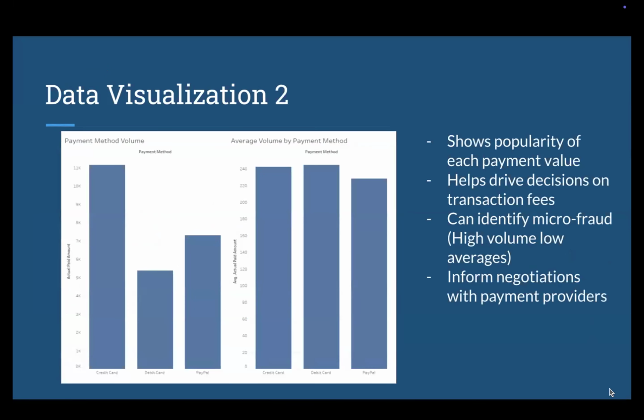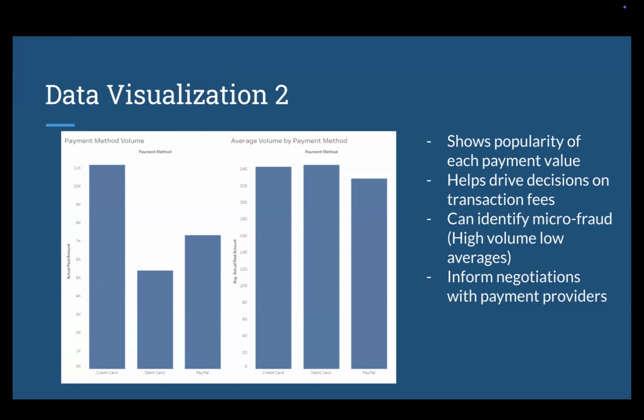Our second visualization looks at how people were paying for products. On the figure, the x-axis showcases the 3 allowed payment methods for our business: credit card, debit card, and PayPal, while the left side of the figure shows the total volume of purchases by each method, and the right shows the average volume of purchases by method.